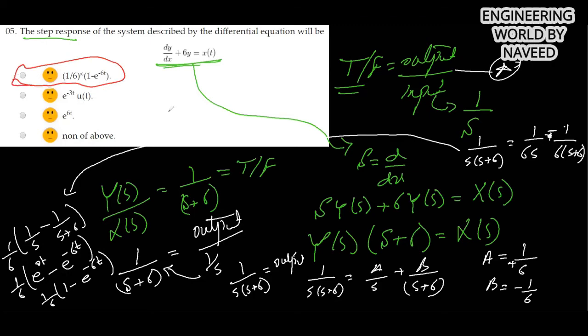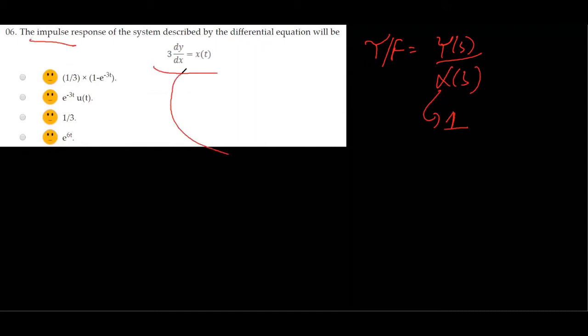Okay, next MCQ: the impulse response of the system described by the differential equation 3 dy/dx = x(t) will be... So this option is given to me. For the impulse response, my transfer function is equal to Y(s) divided by X(s). The input is 1, that is the impulse response. And let's now use this equation.